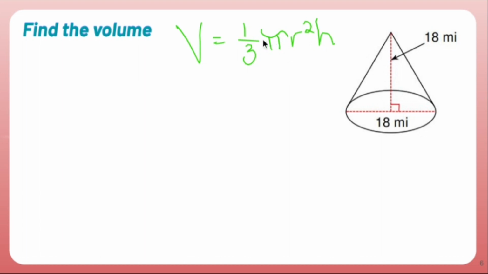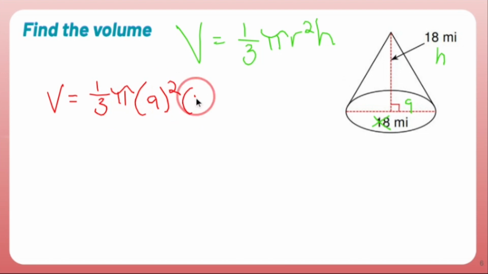Now, what I have here is 1/3 pi r squared h. I have my height. My height is 18. What I don't have is my radius. This 18 has to do with my diameter. So I don't care about 18, I care about half of it, which is 9. So I take those numbers and plug them into my formula. V equals 1/3 pi 9 squared h, which is 18.